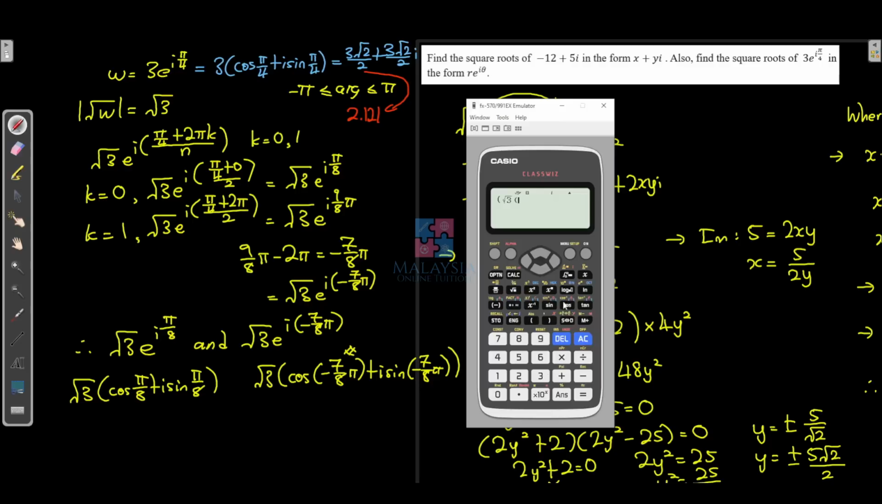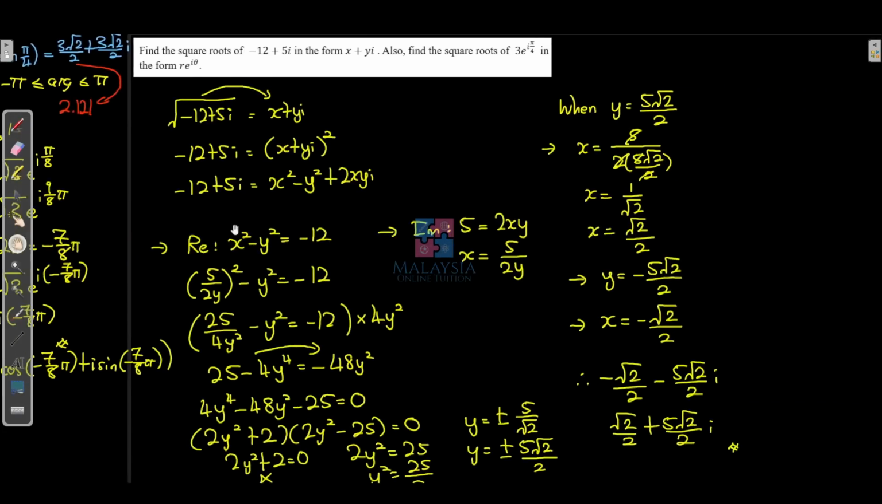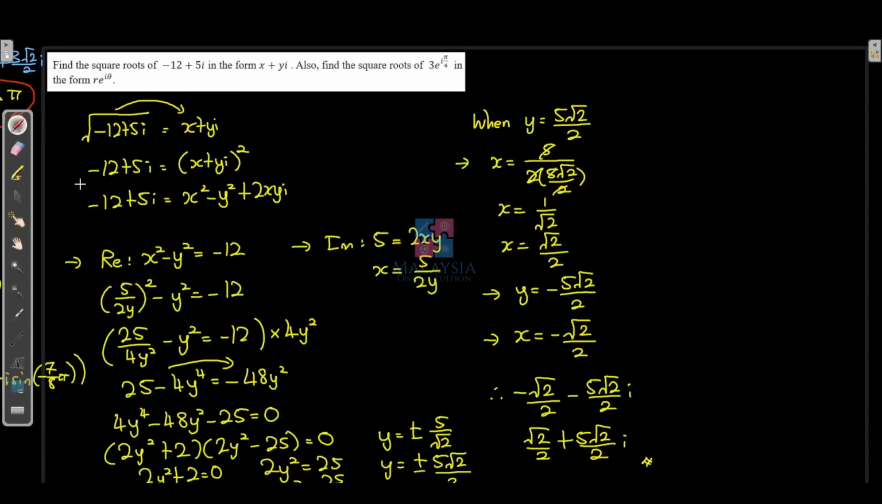Square root 3, and then cos B, now B, because negative 7 over 8 pi, and then plus i sine B. Close bracket, and then close another bracket squared. As you can see, you end up with the same answer, 2.121 plus 2.121 i. Okay, so we have verified that both of these answers are correct. So this is the final answer for question number 3.